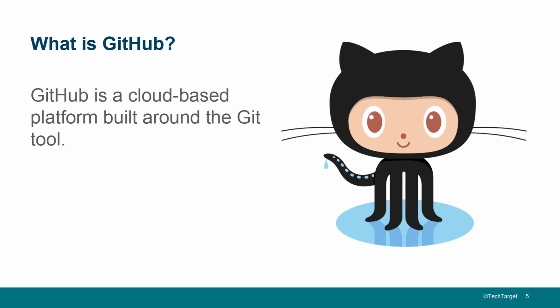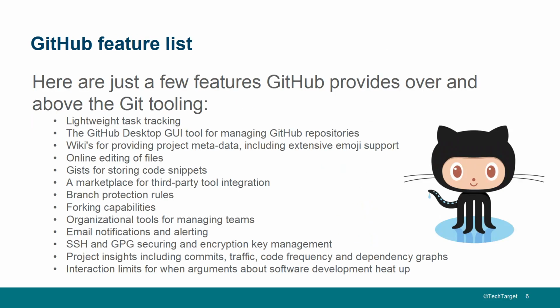Vendors like GitHub. GitHub is a cloud-based platform built around the Git tool, but they provide a cloud-based repository, and they provide a feature set that is over and above just what we get with Git. So it's a cloud-based hosting environment for Git projects, but it provides all sorts of other features that, if you're using source code management, you're going to need. So what are some of the features that it provides?